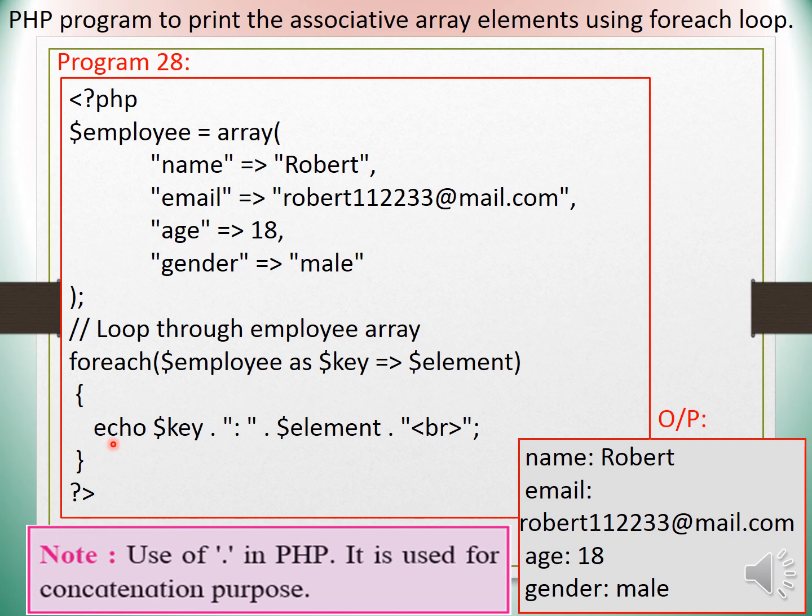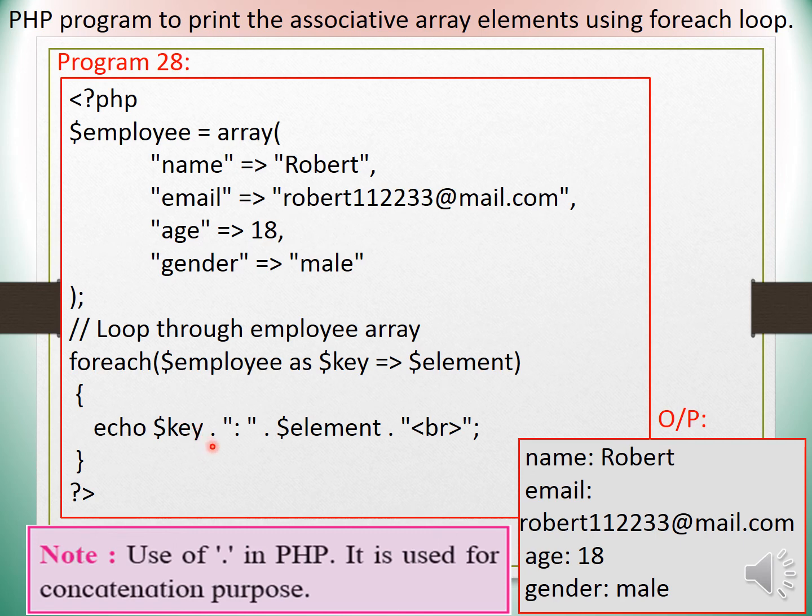Echo is used to display the data. $key dot colon dot $elements and dot and then break. Now see here, echo will display the next data as it is on the screen. Here $key, that means these values, name, email, age and gender, all these values are stored in the $key.